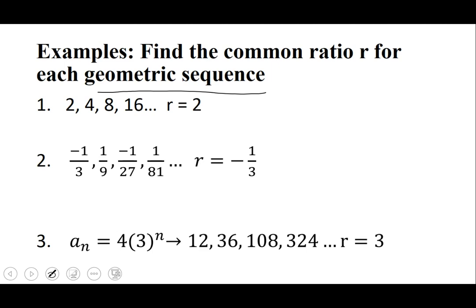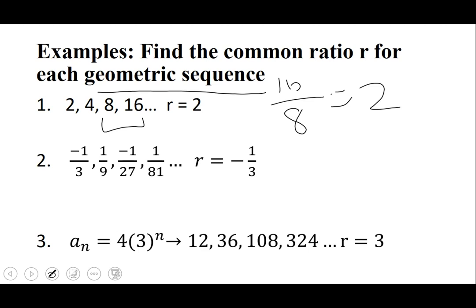So consider number 1: 2, 4, 8, 16. This is in fact a geometric sequence. The common ratio r is 2. And to find it, I would take any term, let's say 16, divided by the term in front of it, which in this case is 8, and I would get a common ratio of 2. Notice that whatever pair of terms I picked, whether it was 8 and 16, 4 and 8, 2 and 4, as long as you find the ratio of consecutive terms, back divided by front, you should always get the same answer, which will be your common ratio.